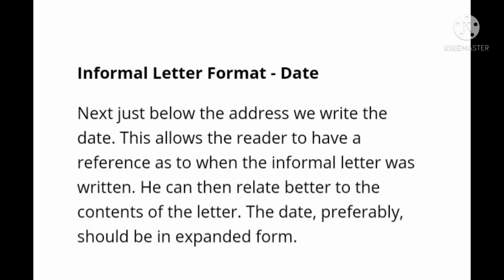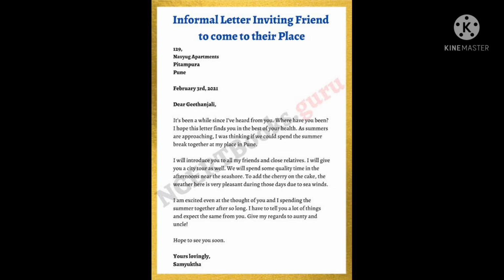Next, date. Next, just below the address, we write the date. This allows the reader to have a reference as to when the informal letter was written. He can then relate better to the contents of the letter. The date preferably should be in expanded form. Like here you can see the expanded form of the date. February 3rd, 2021.